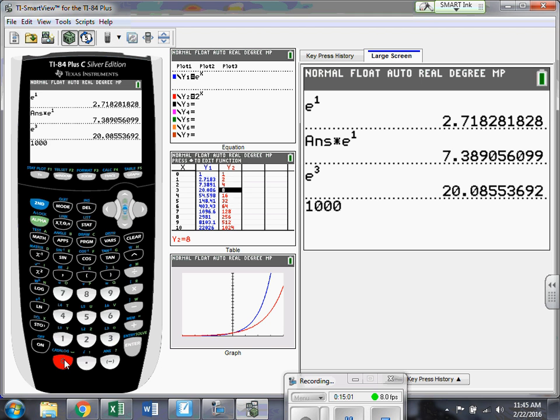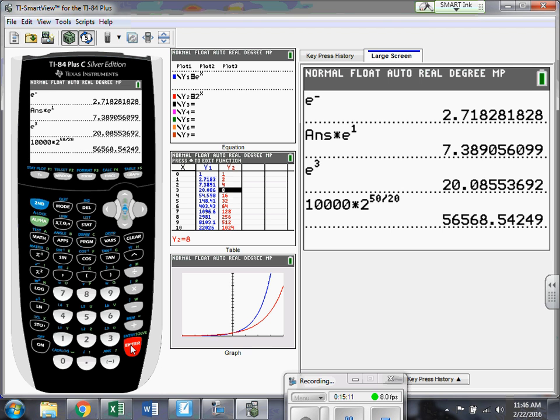10,000 multiplied by 2 to the 50 over 20, and our population, 56,568.5, where are we going to round it? Because of course, if we're talking about bacteria, does it make sense to have 0.54 bacteria? That's the same idea. Does it make sense to have 0.54 people? Well, it's either a person or it's not. It's a bacteria or it's not. We know that this isn't going to be absolutely perfect, so where do we round it?